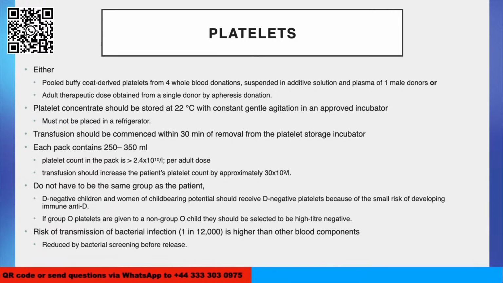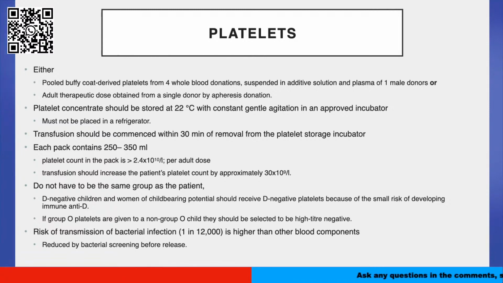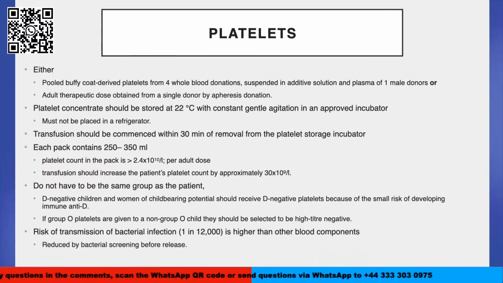Each pack will contain 250 to 350 ml, with a platelet count in the pack of greater than 2.4 per adult dose, and the transfusion should increase the patient's platelet count by around 30. They do not have to be the same blood group as the patient. However, D-negative children and women of childbearing potential should receive D-negative platelets because of the small risk of them developing immune anti-D. If group O platelets are given to a non-group O child, they should be selected to be high titer negative.